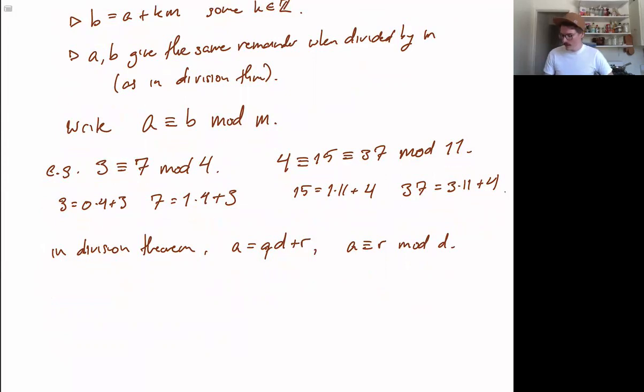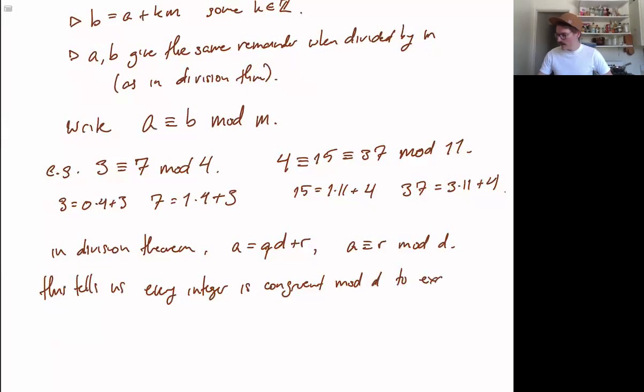So this tells us every integer is congruent mod d to exactly one of the following things: 0, 1, 2, up to d minus 1.